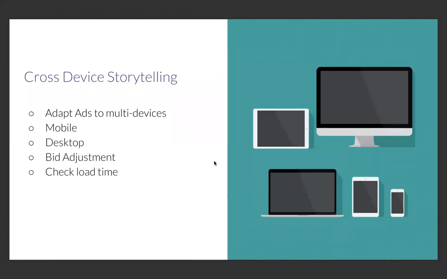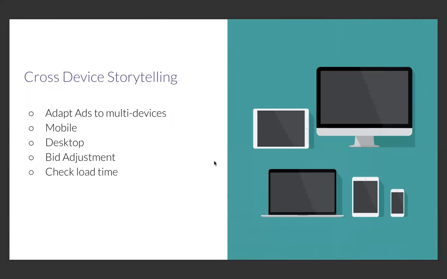And you can always bid adjust, meaning you can always allocate more money to serve your ads on certain devices versus other ones. Again, if you see most traffic comes to your mobile site, it's always a good idea to just put more eggs in that basket to make sure people are seeing you when they're searching online through their mobile device.